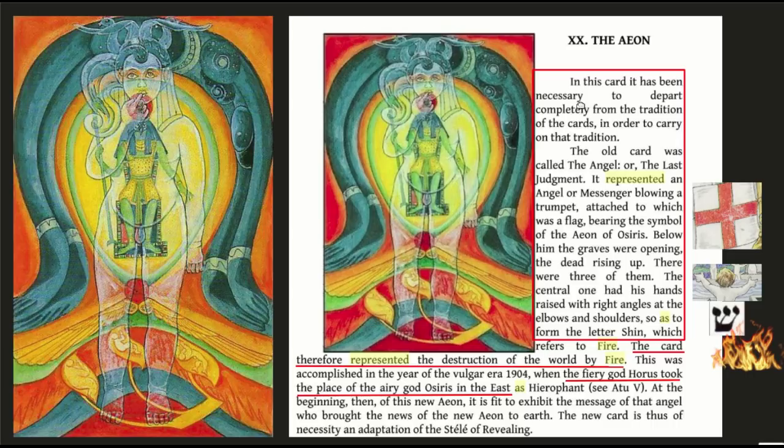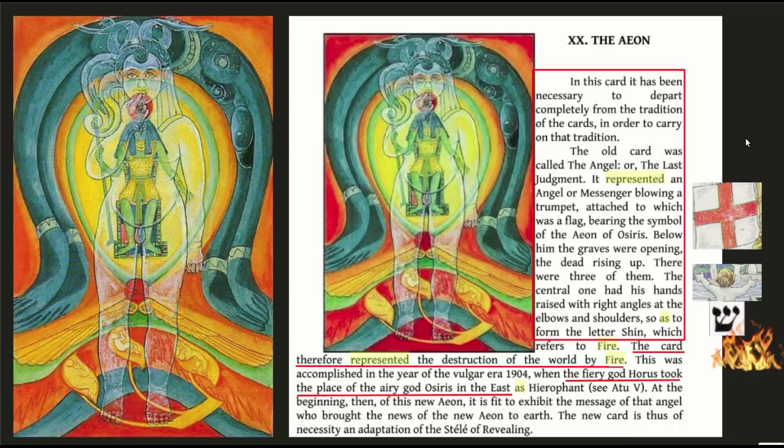In this card, it has been necessary to depart completely from the tradition of the tarot cards, in order to carry on that tradition. The old card was called the Angel, or the Last Judgment. It represented an angel or messenger blowing a trumpet, attached to which was a flag, bearing the symbol of the Aeon of Osiris. Below him, the graves were opening, the dead rising up. There were 3 of them.